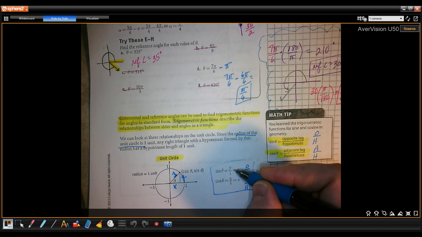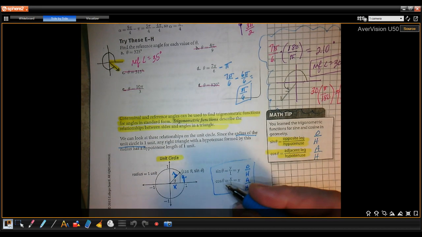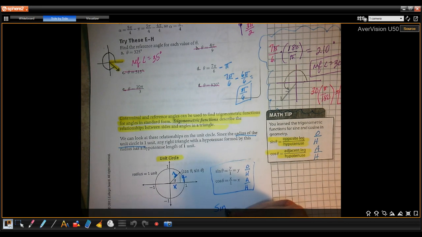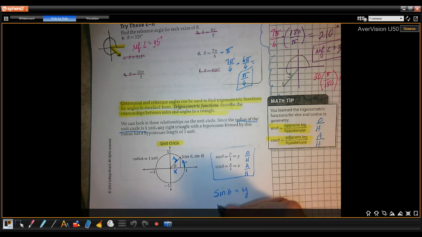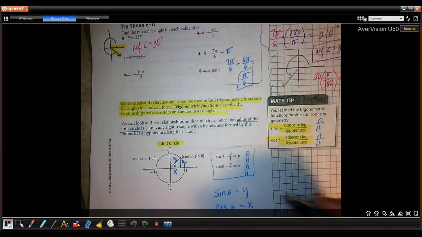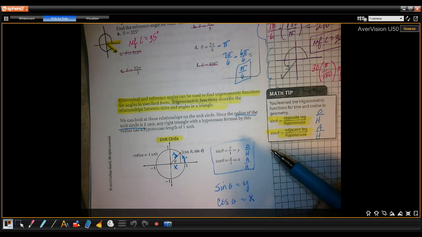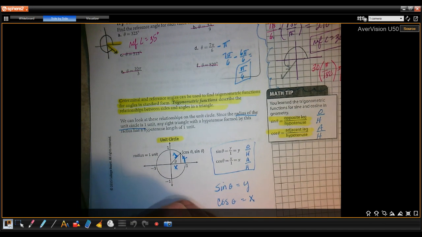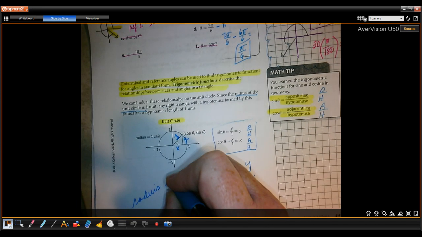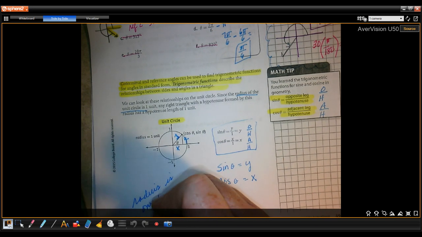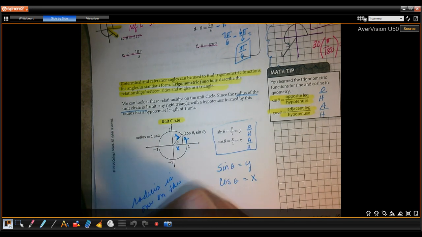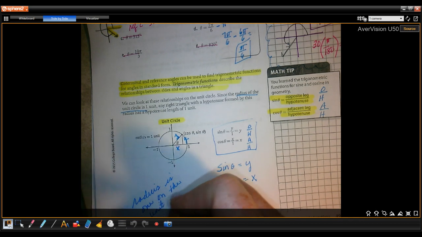So y over 1 is just y, right? So what we can conclude is that sine theta is equivalent to your y coordinate and cosine theta is equivalent to your x coordinate. And that's only on the inner circle when the radius is 1, because 1 in the denominator doesn't change anything. So just remember the radius is 1 on the unit circle.